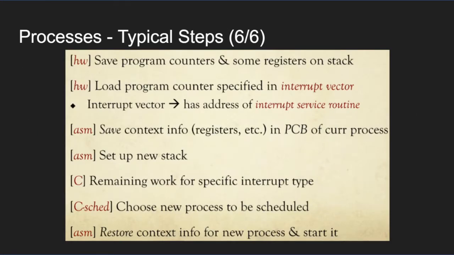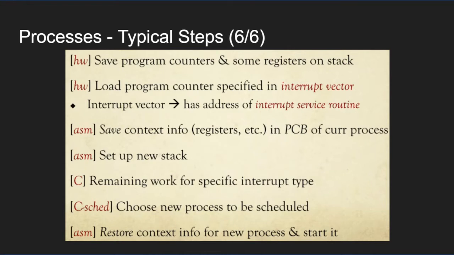So we have some steps that normally happen with processes. First, save the program counter and some of the registers on the stack. Then it loads the program counter specified in the interrupt vector. The interrupt vector has the address of an interrupt service routine, something that will interrupt whatever's going on.